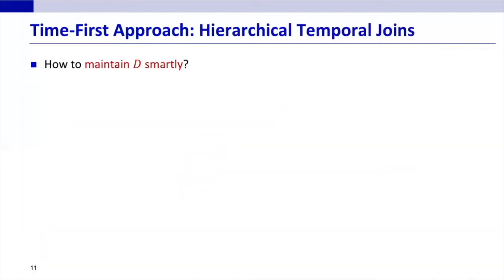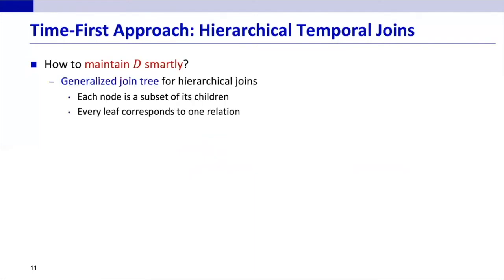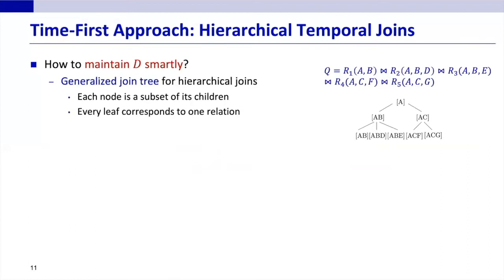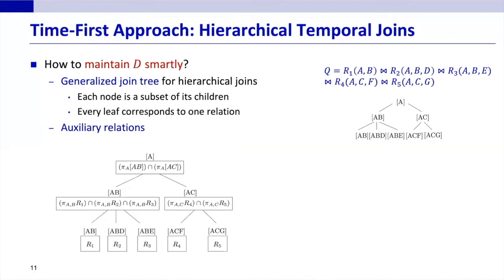We maintain a special tree index for hierarchical joins, where each leaf node stores one relation, and each internal node stores the intersection of projection of the children nodes onto their common attributes. In this example, we have 5 relations corresponding to the leaf nodes. For node AB, we first compute the projection of relations R1, R2, R3 onto AB separately, and then compute their intersection. The relation for node AC and A are defined similarly.